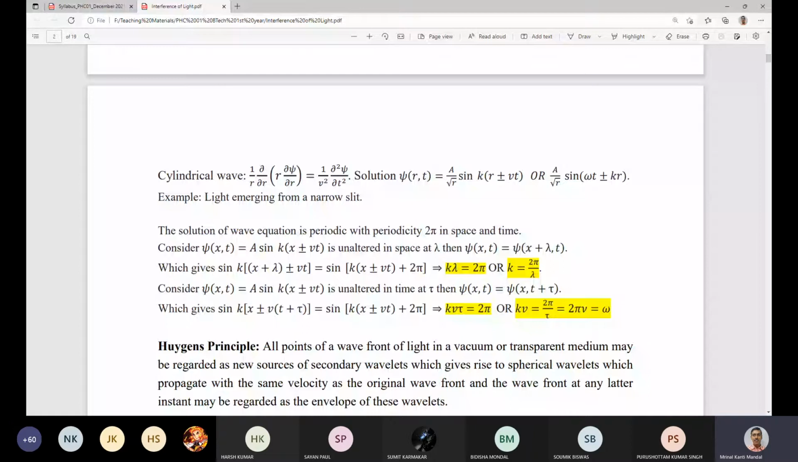That is, amplitude is proportional to 1 by root r, right? So in this way its amplitude is reducing. An example of that is light emerging from a narrow slit. If light is emerging from a narrow slit, then we can consider it a cylindrical wave or cylindrical wavefront.